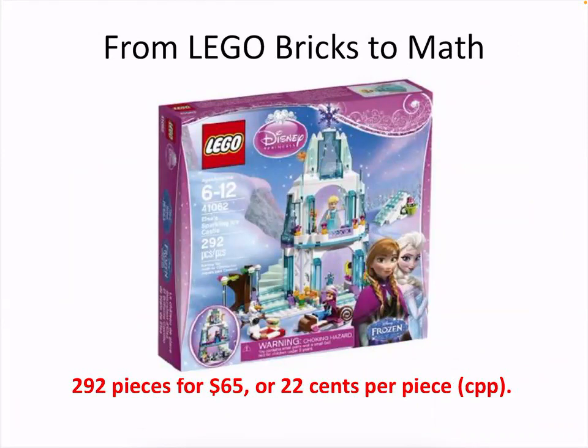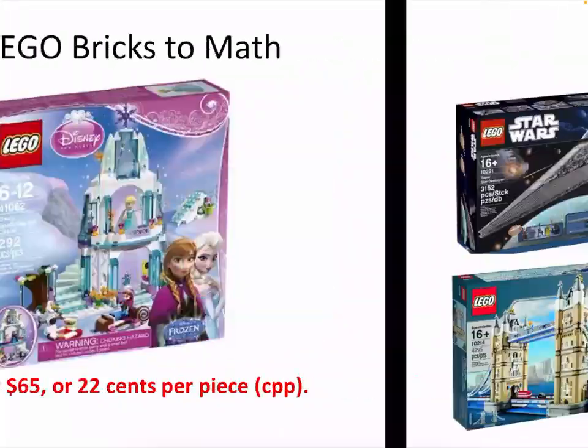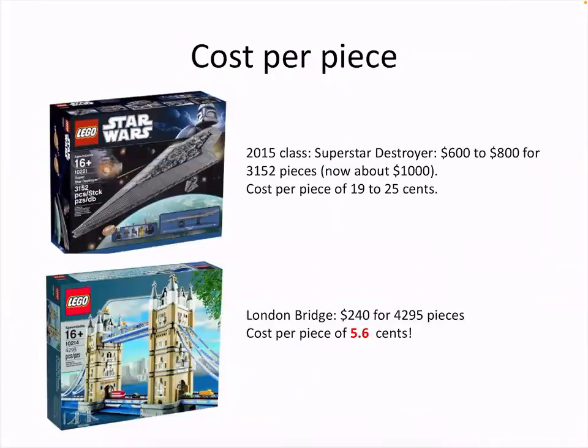When I was a kid, there were no Lego lines. Now you have the Harry Potter lines. You have special sets like from Lego Ideas, the Friends and the Seinfeld, Big Bang. And you wonder, how are the revenues split in something like that? The first year we did this, we did the Superstar Destroyer, and depending on how you're able to find it, it was around 19 to 25 cents per piece. The London Bridge was 5.6 cents per piece. So the Superstar Destroyer, 3,152 pieces, on the order of $600 to $800. The London Bridge, 4,000 plus pieces at a cost of 5.6 cents per piece.